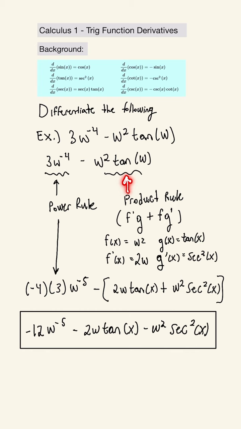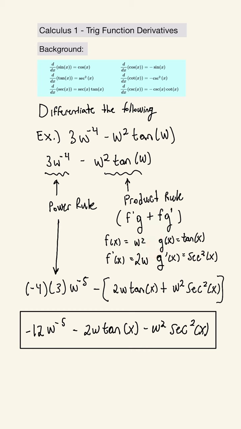So for the left-hand side, we're going to use the power rule, and for the right-hand side, we're going to use the product rule. And to give a little bit of refresher, the product rule is basically just f prime, which is the derivative of f of x, multiplied by g plus f multiplied by g prime. And so we can write down our f of x and our g of x, which is given to us in our terms. So we have w squared for f of x, and we have tangent x for g of x. And we can quickly do these derivations. We'll get 2w for f prime of x, and we'll get secant squared x for g prime of x.